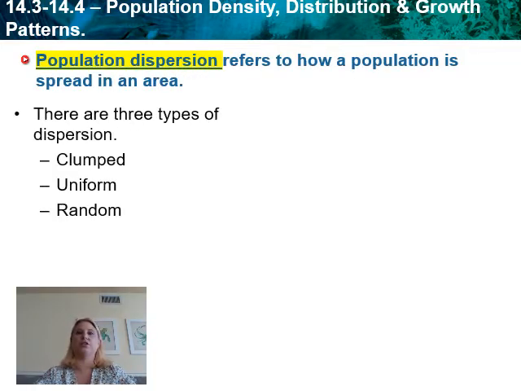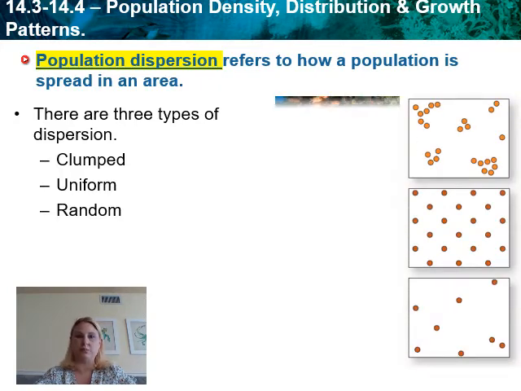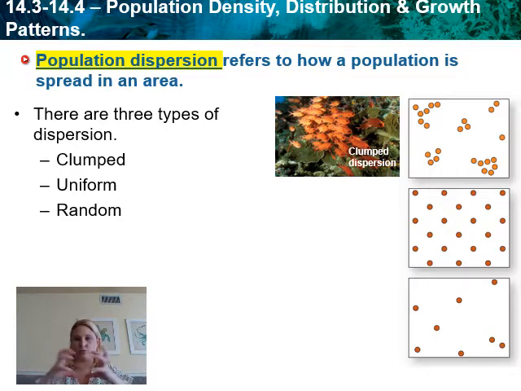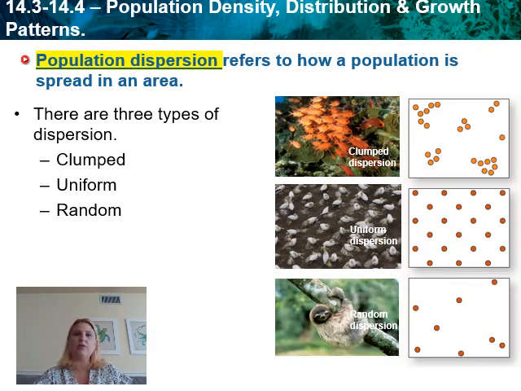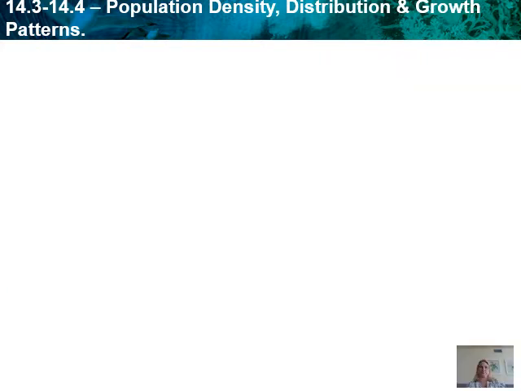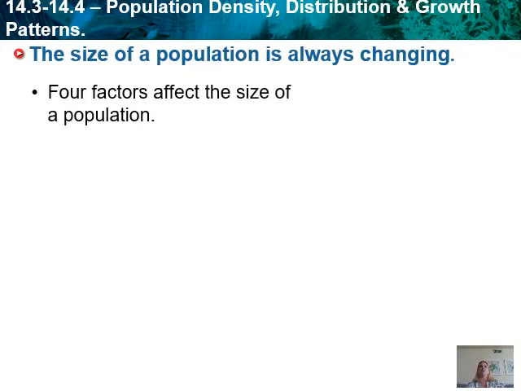Okay, our population dispersion refers to how a population is spread throughout an area. And we have three types of dispersion. We have clumped, and you can see that up there where groups are kind of clumped together in that area. We have uniform, where each individual is uniformly distributed, so they have their own little small territories. And then we have random, where you can just find things randomly here and there throughout the ecosystem, no distinct pattern.